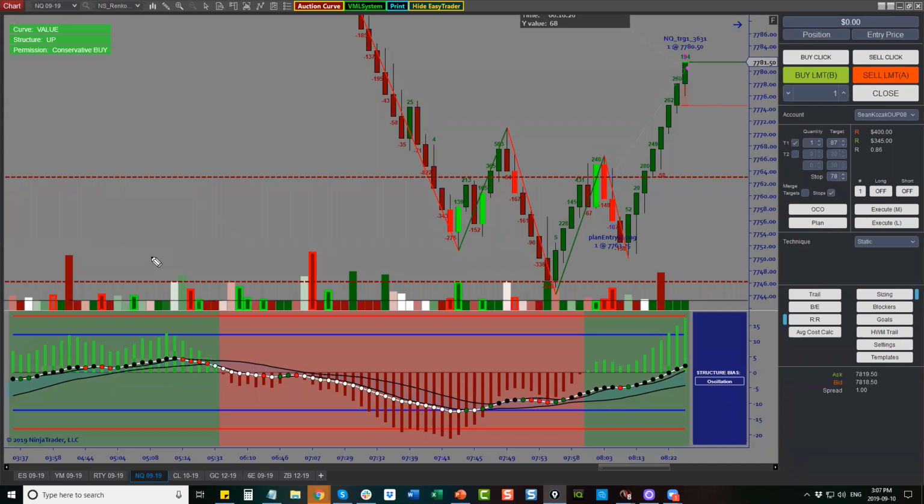Remember, these are levels. Okay? These are levels. And so what we're doing is we're saying, self, this is where the institutions are going to engage in business. Let's wait to confirm that we know what they're doing.